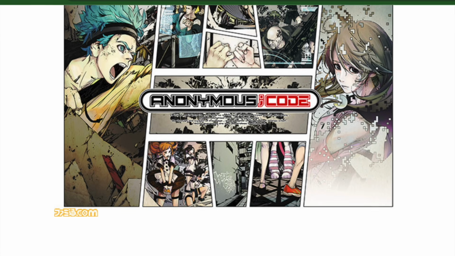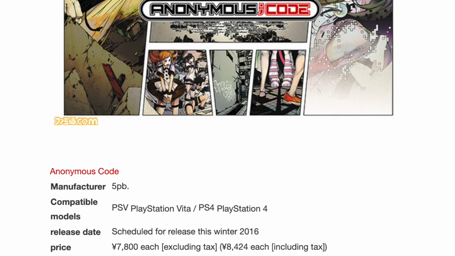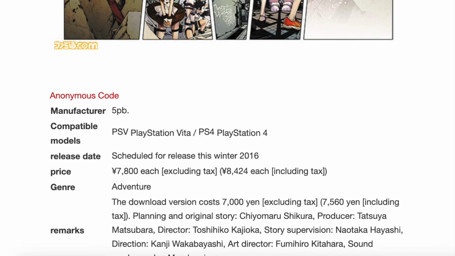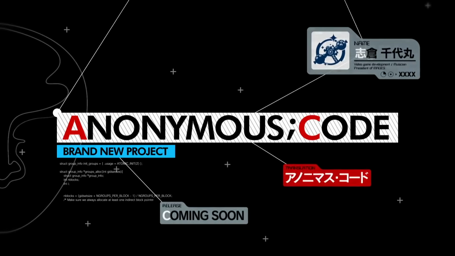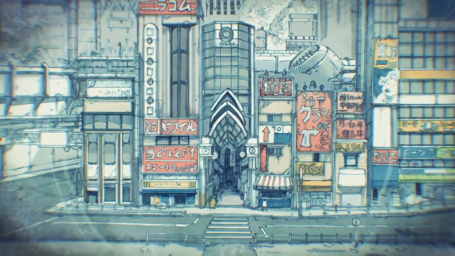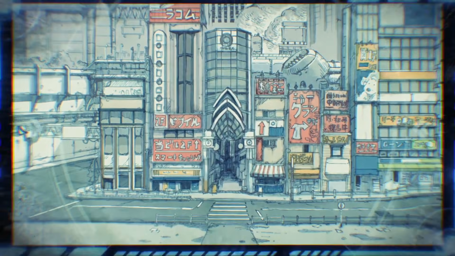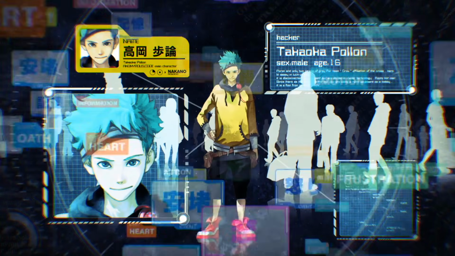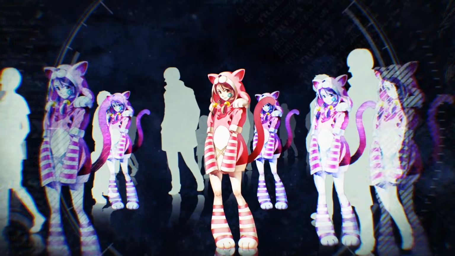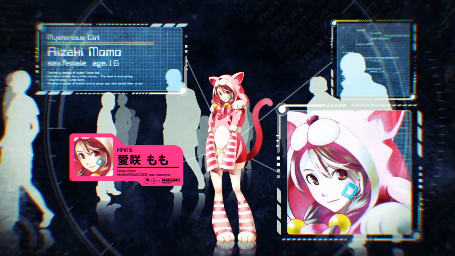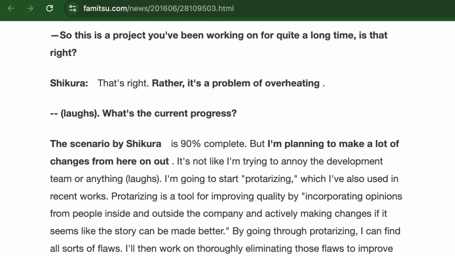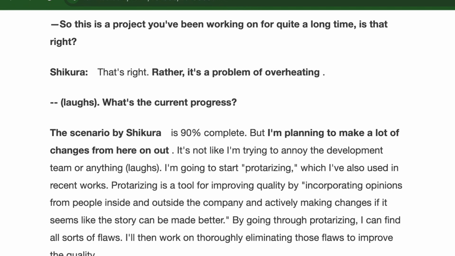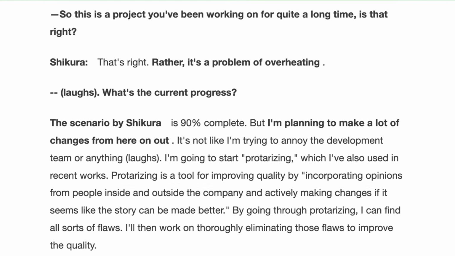All this while, Anonymous Code was planned for release in winter of 2016. And following the initial trailer that dropped in March of 2015, they would drop a brand new one in February of 2016, this time with all new character designs, ones that were quite different from those originally shown back in 2015. Over the next several months, they would follow up on this trailer with interview comments claiming that the game's story had been 90% written and that it was on track for a winter release.